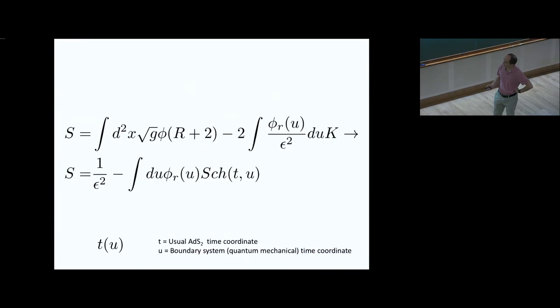Okay, so here t is the usual AdS2 time coordinate, so the Poincare time, let's say, and u is the proper length along the boundary and should be viewed as the quantum mechanical time coordinate of the quantum mechanical system, the actual time of that quantum mechanical system. And t is some kind of infrared effective time that the fields in the interior feel.